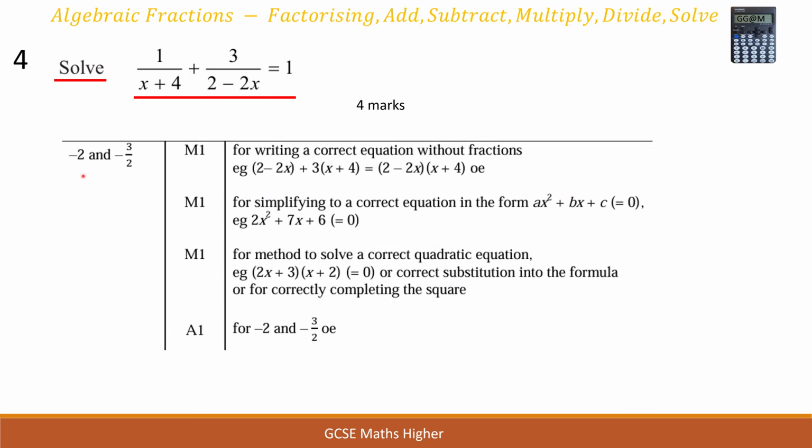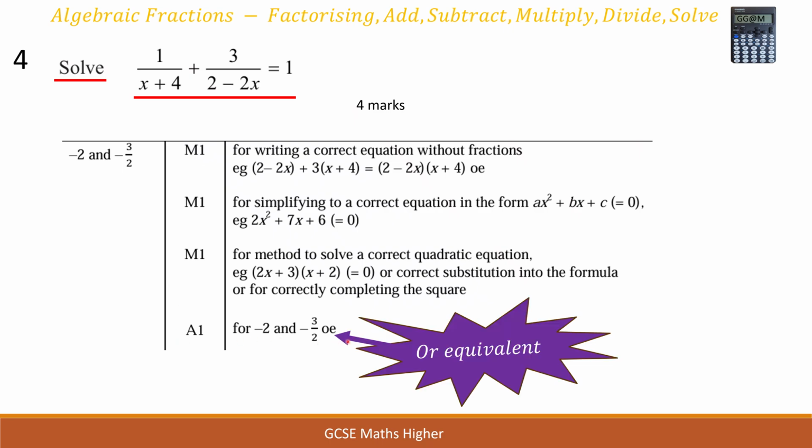The answer was -2 and -3 over 2. There are 3 method marks and 1 answer mark here. OE just means or equivalent. Same up here, you can see the method.